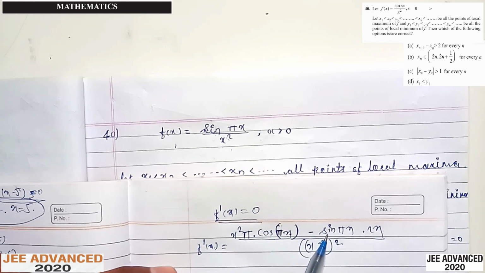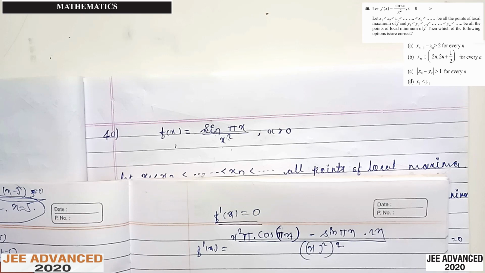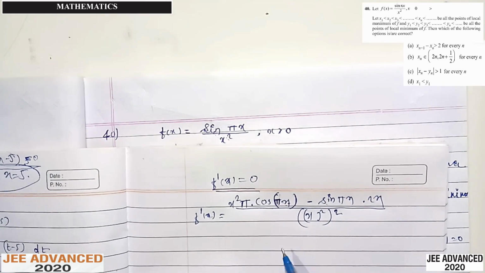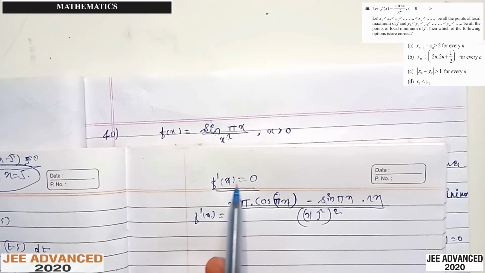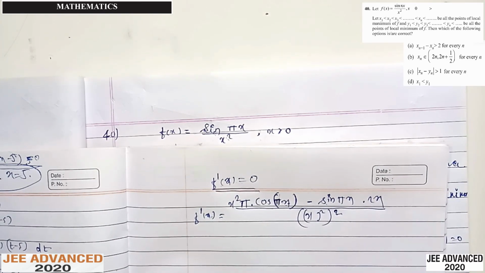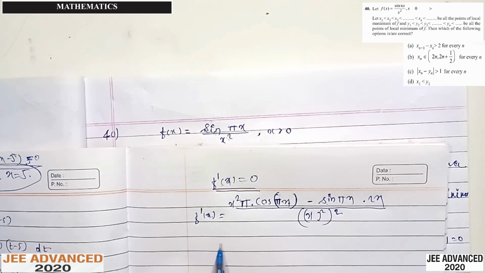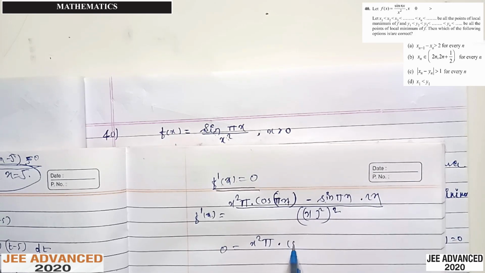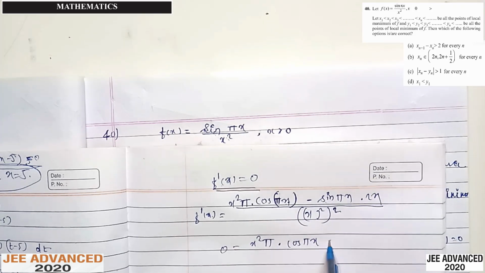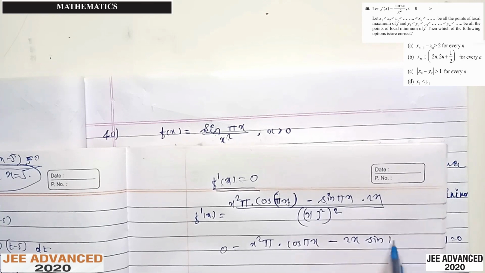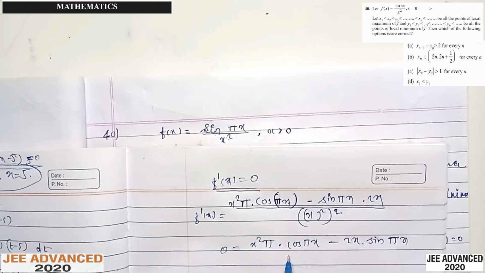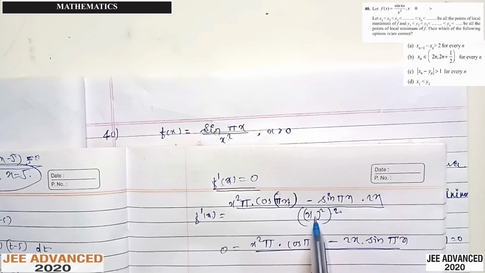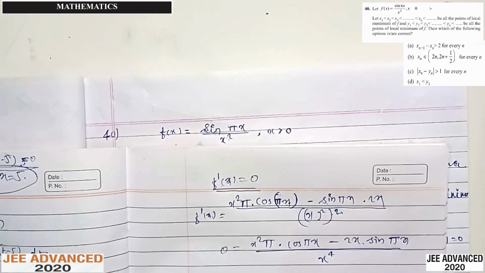Now let us go for a more simplified form of this f dash of x, so that we can find the local maxima or minima. If you want the local maxima or minima, then we put f dash of x equal to 0. So 0 equals x square into pi cos pi x minus 2x sin pi x, upon x raised to 2 to the power 2. That means when the base is the same, we add their powers, x raised to 4.